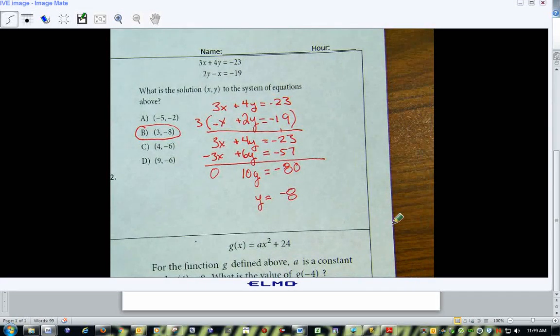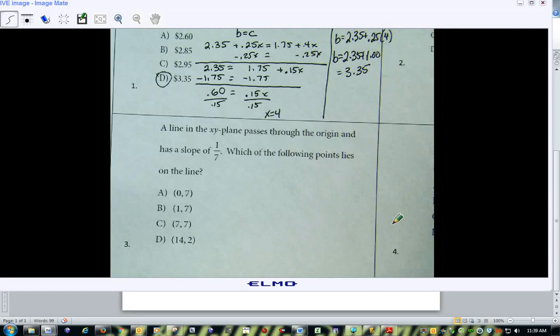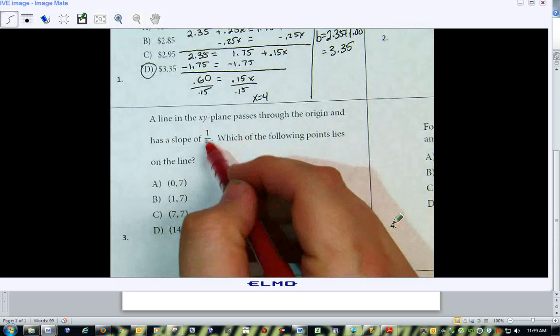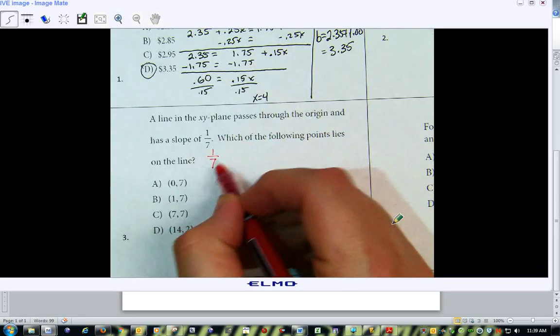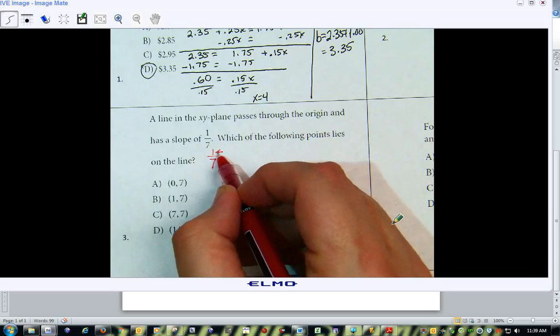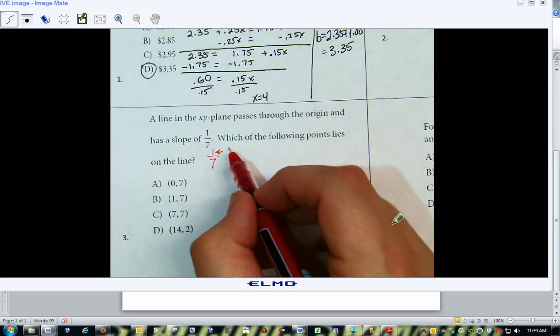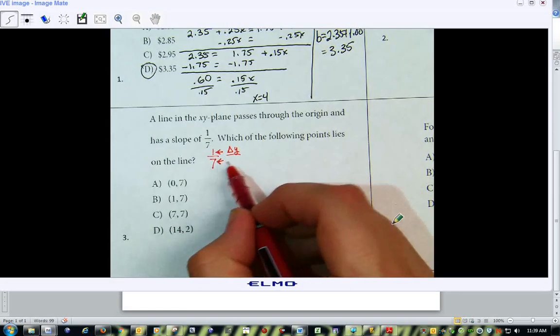All right, now, this guy. This has a slope of 1/7. So 1 over 7. What is this 1 going to change? The x or the y value? The y. All right, so it's a change in y. The 7 is going to change what? It's going to change x.